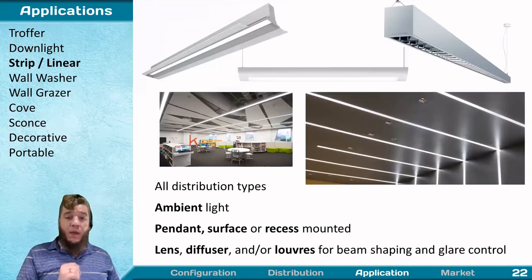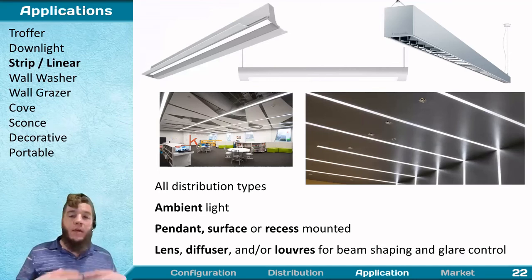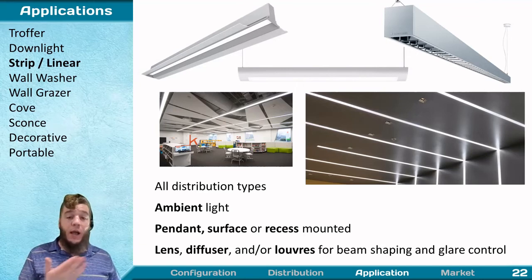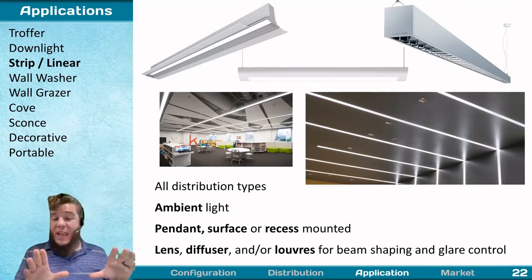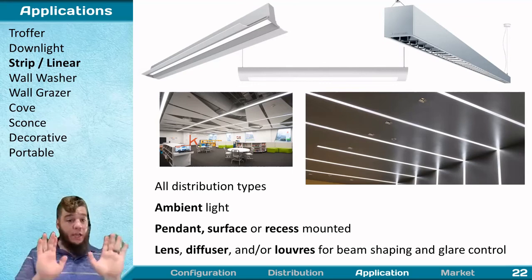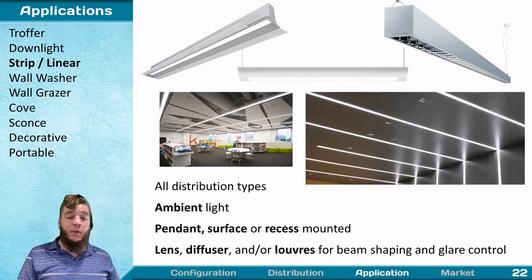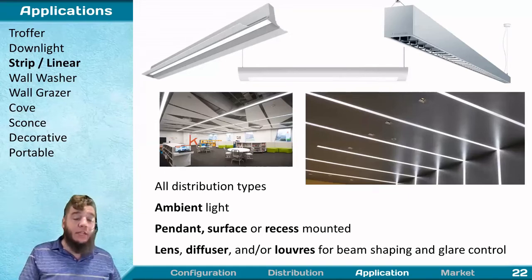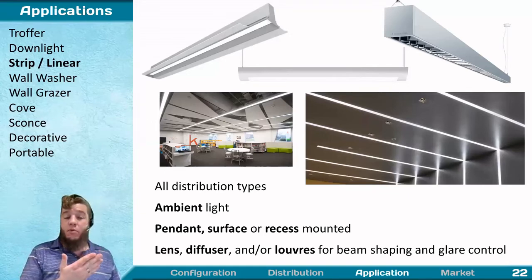Strips and linear lights. These are also going to include your pendants. These are an extremely common type of light source, becoming more and more common. These are going to give you a ton of creativity. I'm a big fan of them. So they'll come in any distribution type you want, especially the pendant versions. Typically, the application here is ambient light, though you can get these things in asymmetric distributions, again, for wall washing and wall grazing, which is actually another specific type of application. But this is more talking about the form factor rather than the application of grazing or washing.